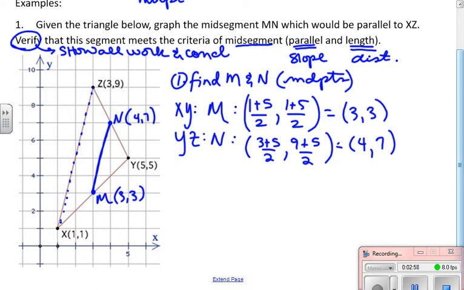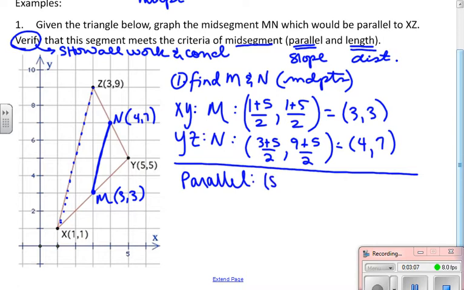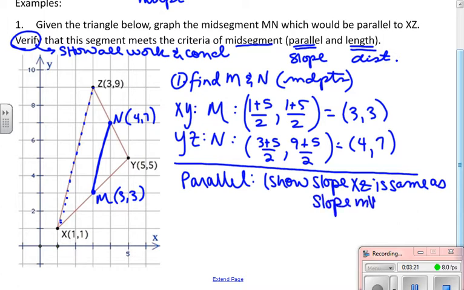Now I need to verify that it's parallel. Which means I have to show the slope of XZ is the same as the slope of MN. That's my plan. That's what my work has to show.